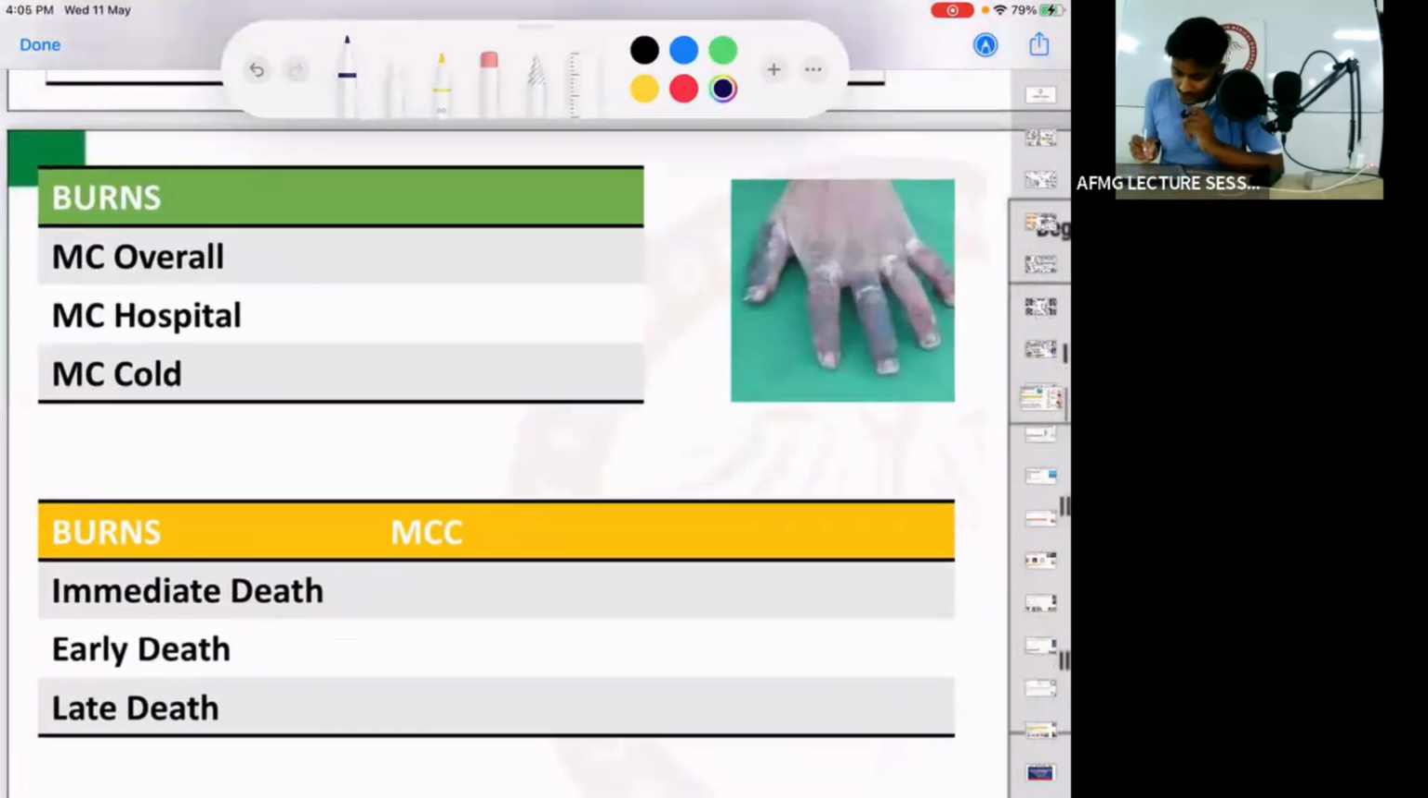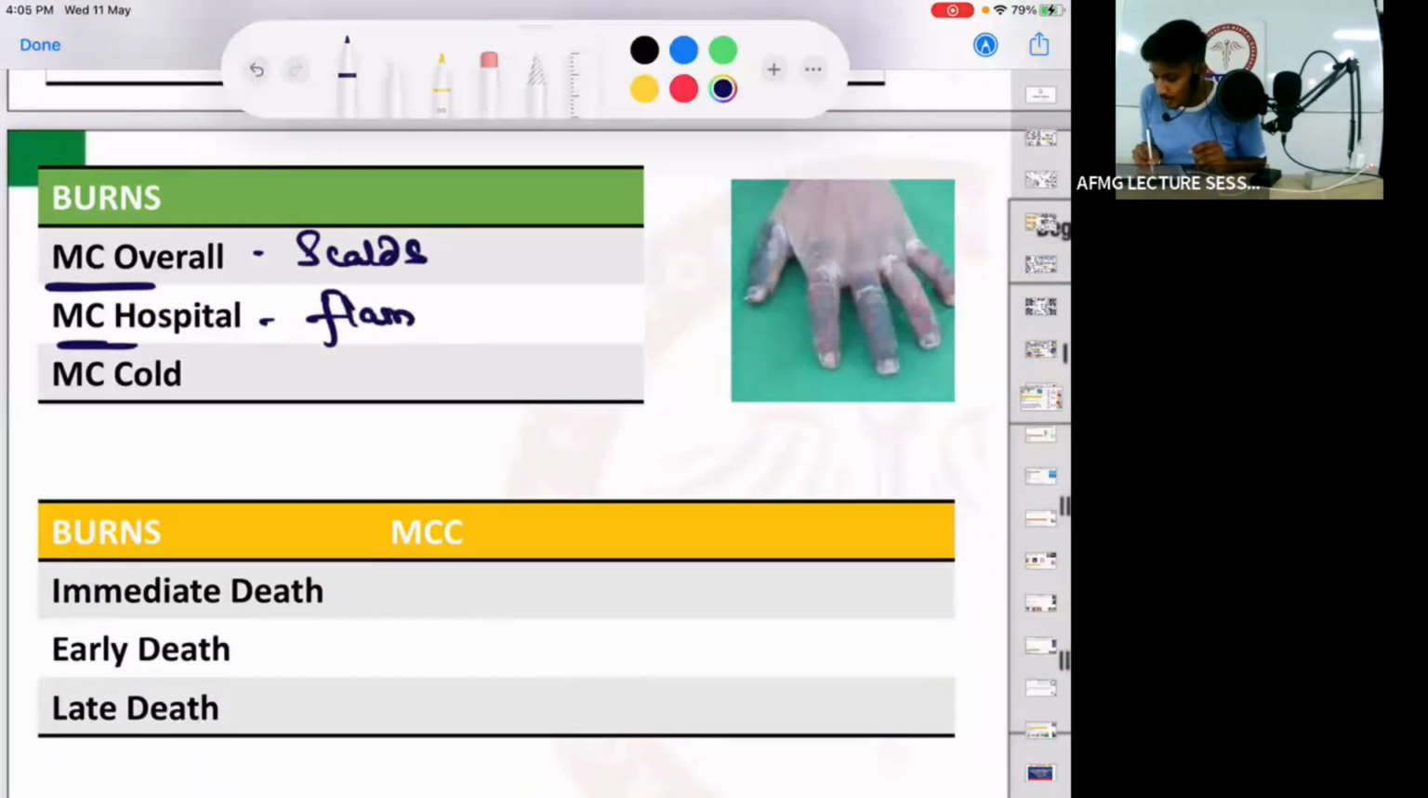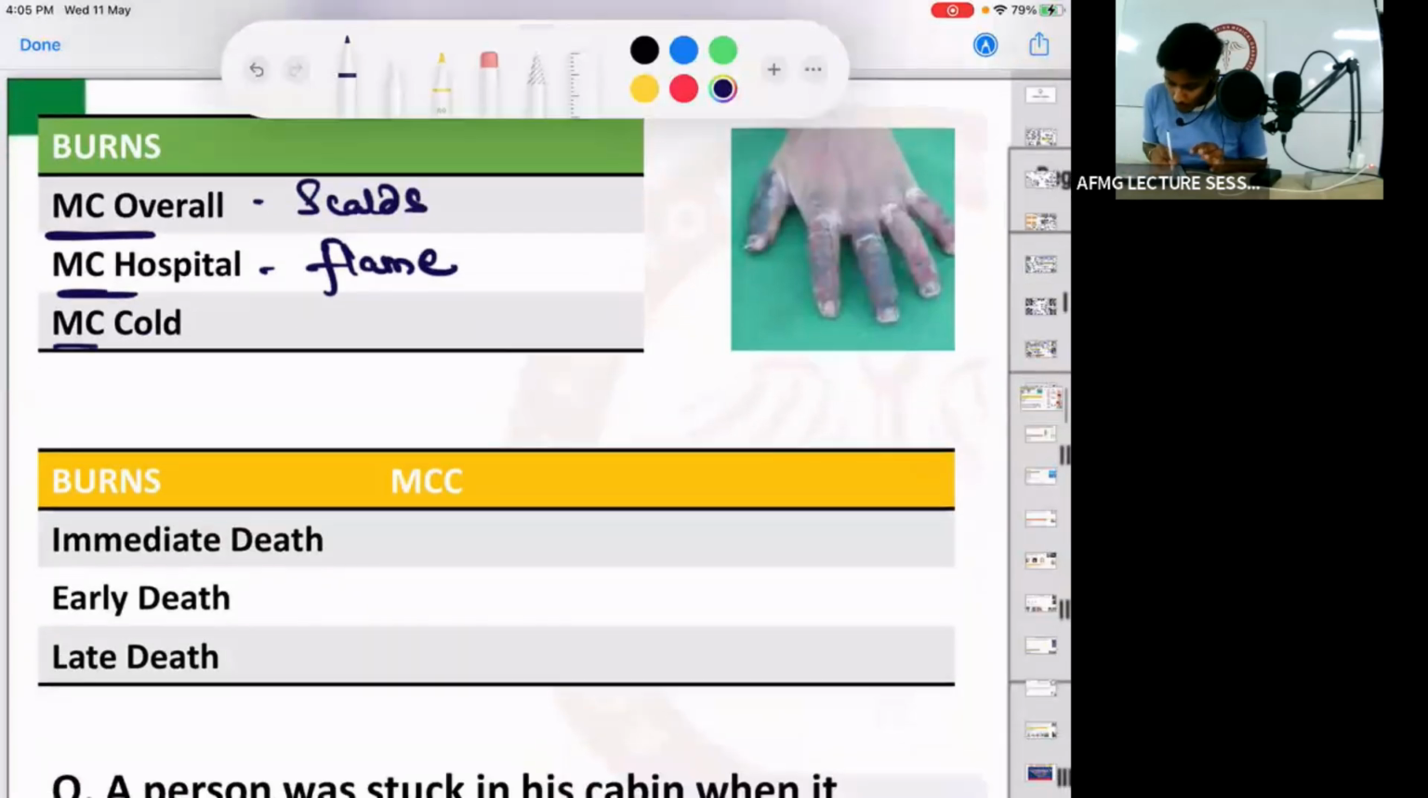Now if I talk about burns, guys, the most common overall burns are scalds due to moist heat, like tea or hot water. The most common hospital burns are flame burns. The most common cold burns are frostbite.